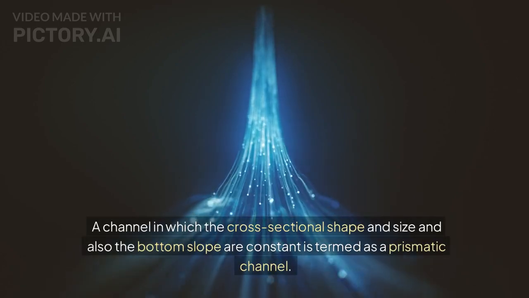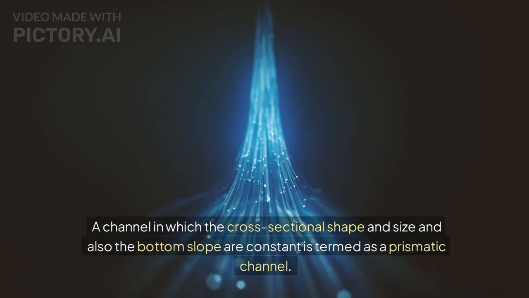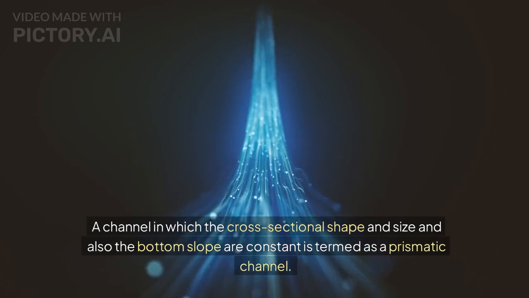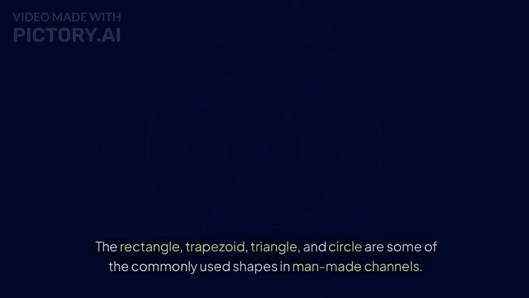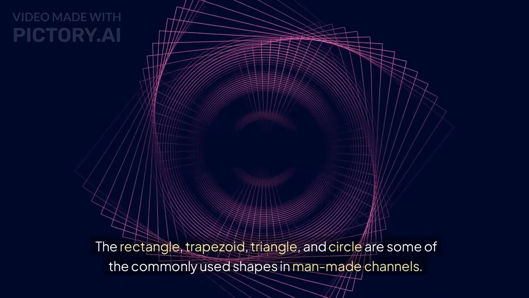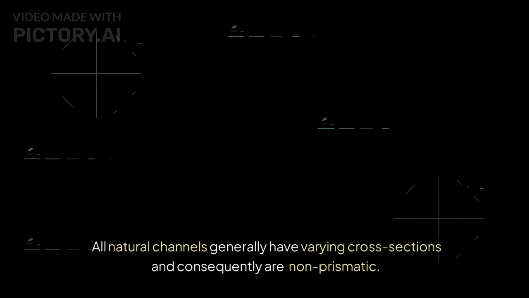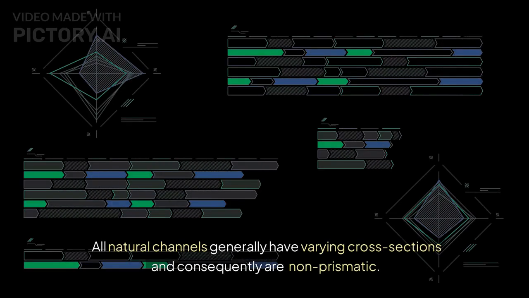A channel in which the cross-sectional shape and size and also the bottom slope are constant is termed a prismatic channel. Most of the man-made artificial channels are prismatic channels over long stretches. The rectangle, trapezoid, triangle, and circle are some of the commonly used shapes in man-made channels. All natural channels generally have varying cross-sections and consequently are non-prismatic.